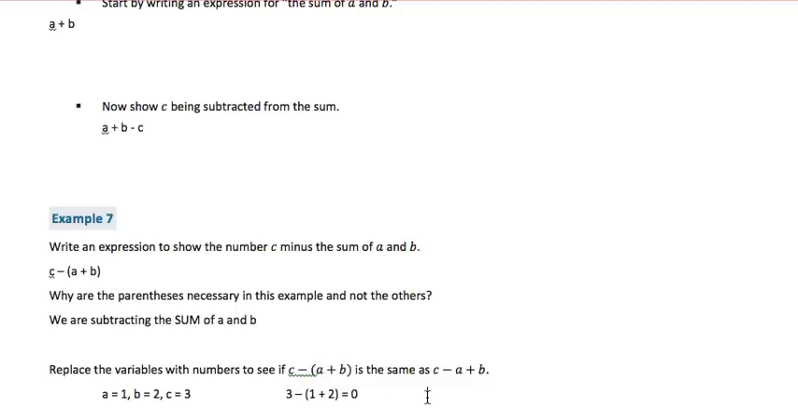Now let's try it again. 3 minus 1 plus 2. No parentheses. Now in this case, remember order of operations, we'll do 3 minus 1 equals 2, and 2 plus 2 equals 4. Very different answers.